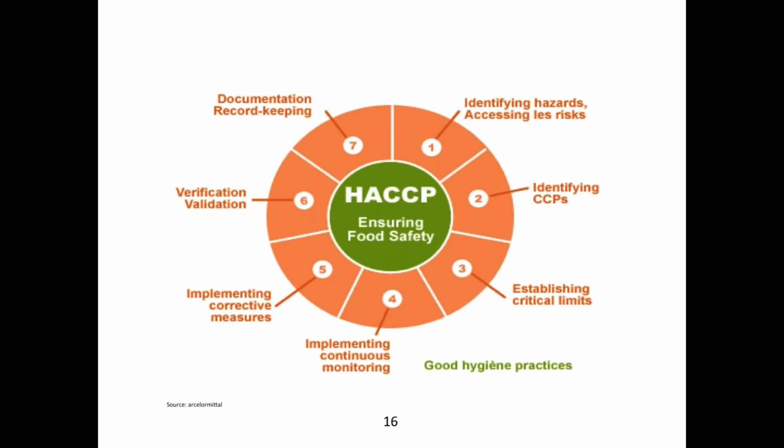Principle 4, implementing continuous monitoring. After we've established the critical limits, we need to make sure we have monitoring procedures. After our monitoring procedures, we need to implement corrective actions should we deviate from the CCP. Once we've implemented those corrective actions, we have to prove that the plan is working accordingly. This is validation and verification. We'll get further with that in a second.